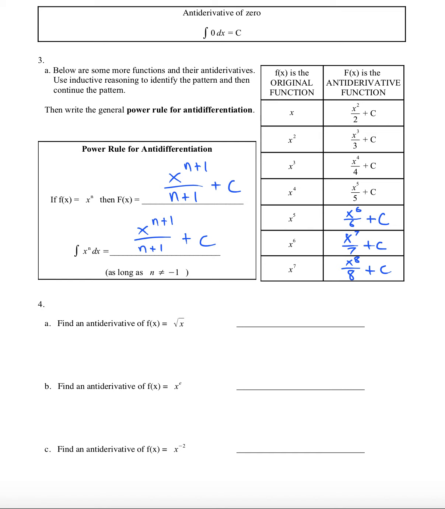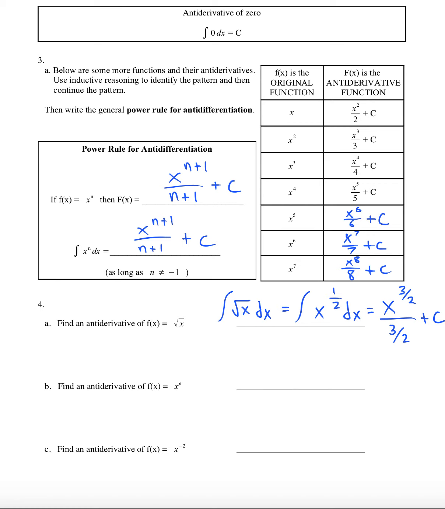Let's try it here on the square root of x. We want to take the antiderivative of it. And let's rewrite it with a rational exponent. The square root of x is the same as x to the 1/2. And so we just have to add 1 to the 1/2. That's going to be x to the 3/2 over 3/2 plus c. That's following the rule from above.